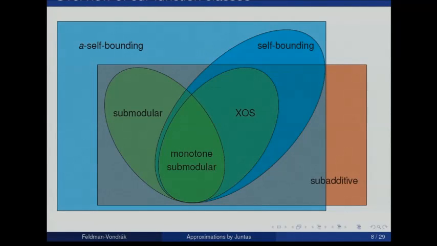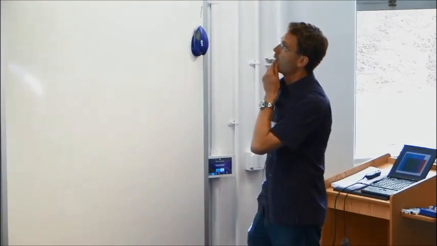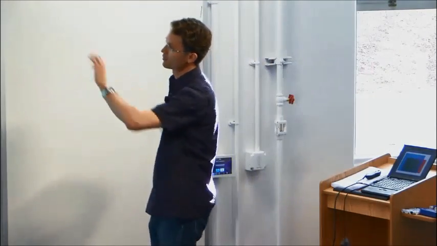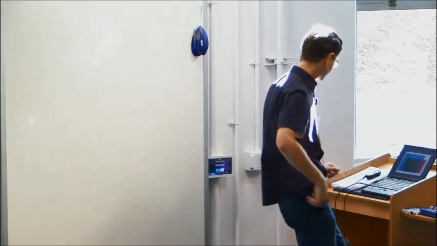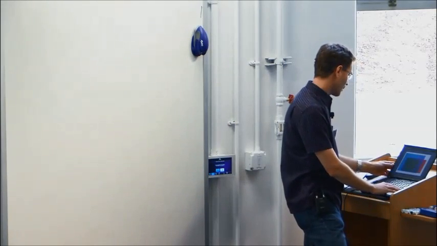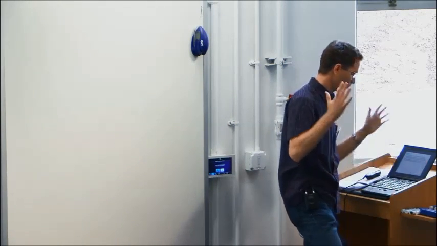Yes. Sorry. So usually when you say self-bounding, it means 1 self-bounding. There's also AB self-bounding, but let me not go into that. Anyway, so these are the relationships. And okay, what is this talk about?